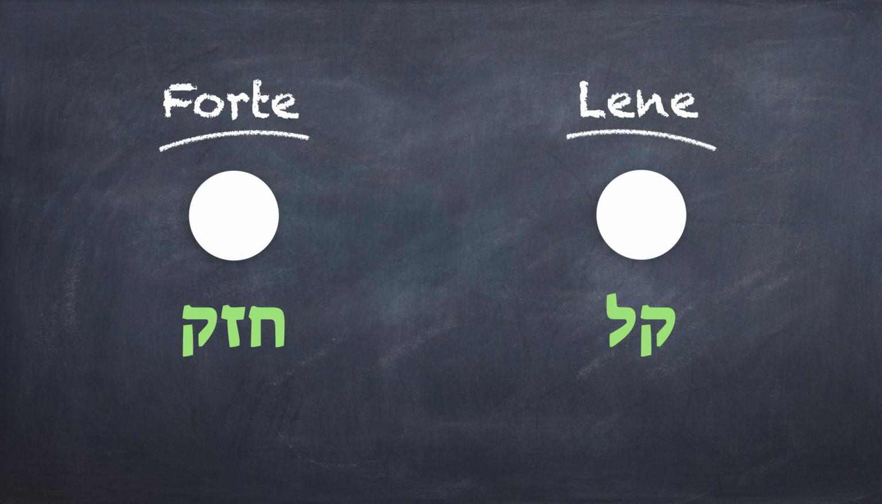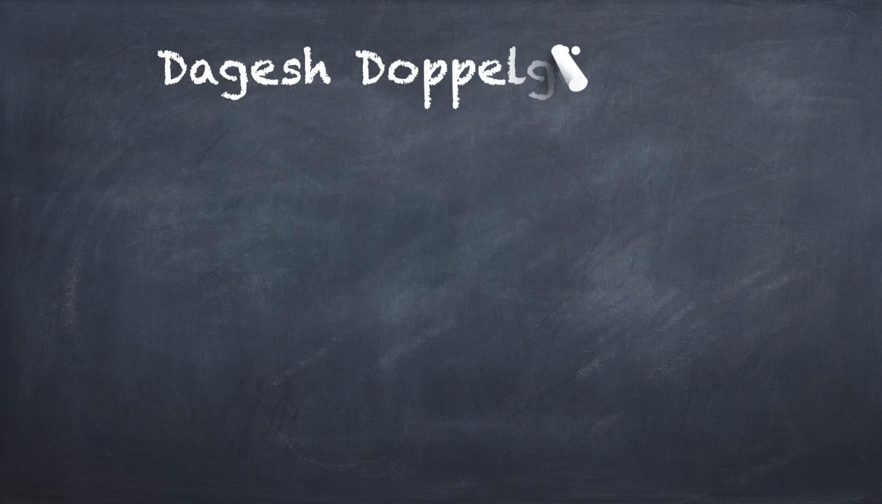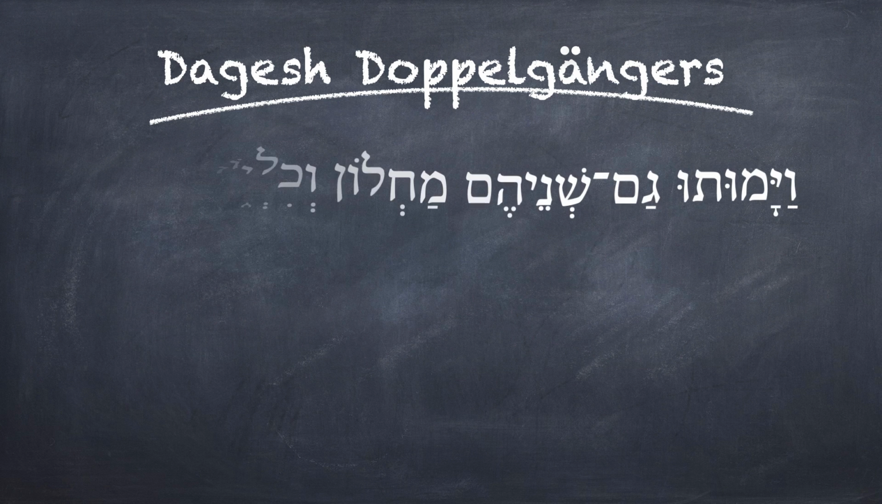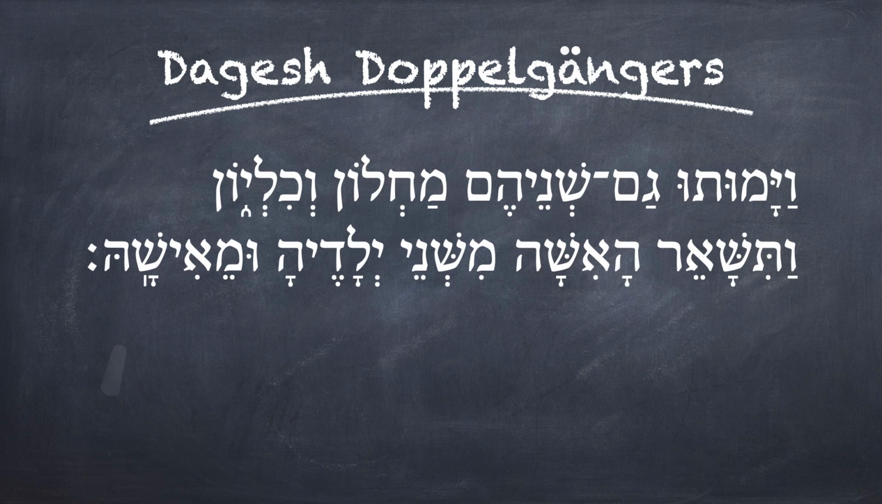Make sense? All right. Well, before we end, I need to introduce you to a couple of imposters, dagesh doppelgangers. There are a couple of these dagesh lookalikes, dots and letters that are not actually dageshim. Take a look at this. It's another verse from the beginning of Ruth.